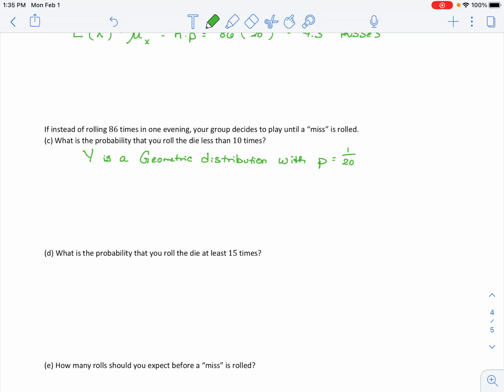I want to find the probability that I only roll the die less than 10 times. So I'm finding the probability that Y is less than 10, which I'm just going to translate because I don't want to use non-equality in my calculator. I'm going to change it to less than or equal to 9. The numbers less than 10 are 9, 8, 7, and so on. So this would be geometCDF to add for me. And all I need to tell my calculator is the probability of success and the value that I would like it to stop adding on its way up. So that 9.